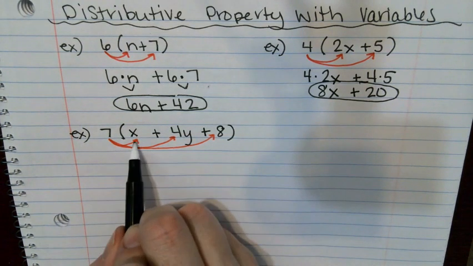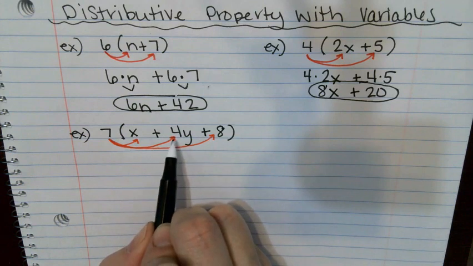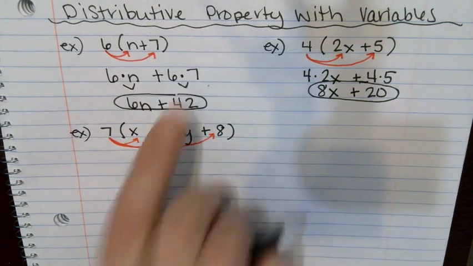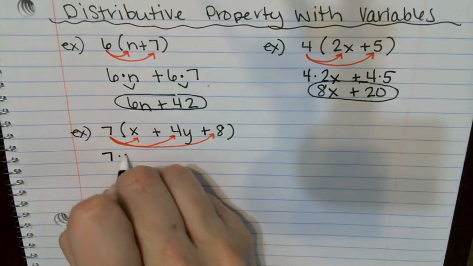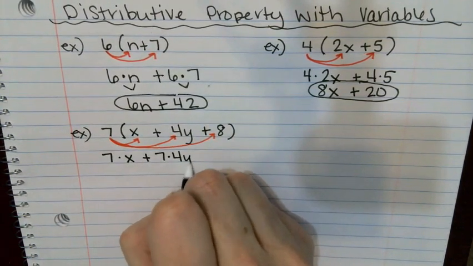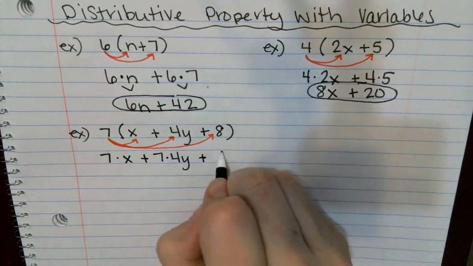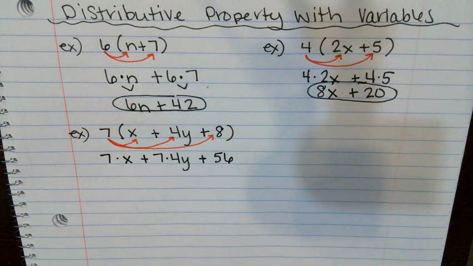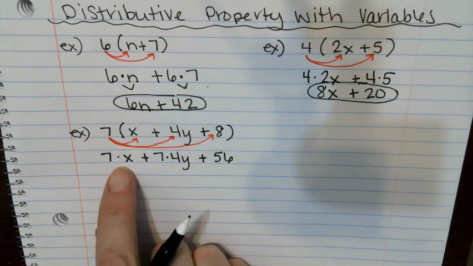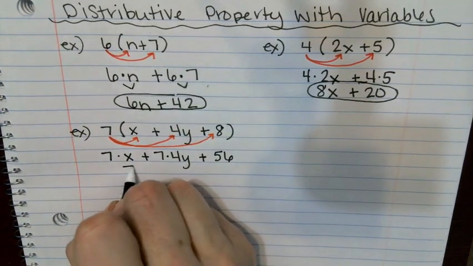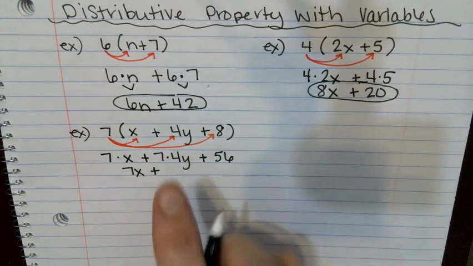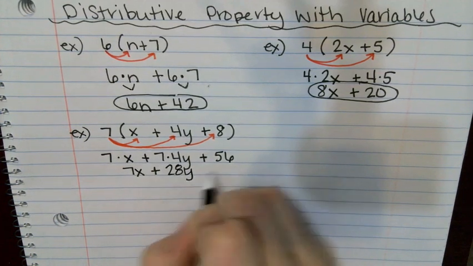So notice that I have 7 times x, I have 7 times 4y, and I have 7 times 8. I should have 3 products instead of 2. So let's write those down. 7 times x plus 7 times 4y plus 7 times 8 is 56. Now let's make sure that we simplify each of these terms. 7 times x, friends, that's just 7x. 7 times 4y. Remember, 7 times 4 is 28, so I have 28y.